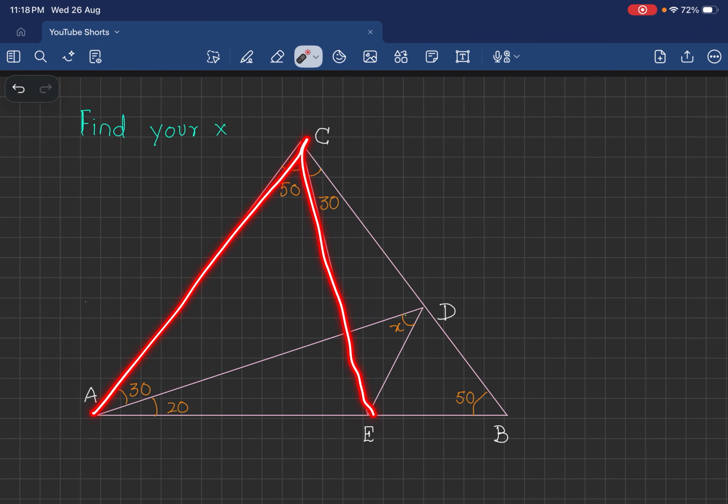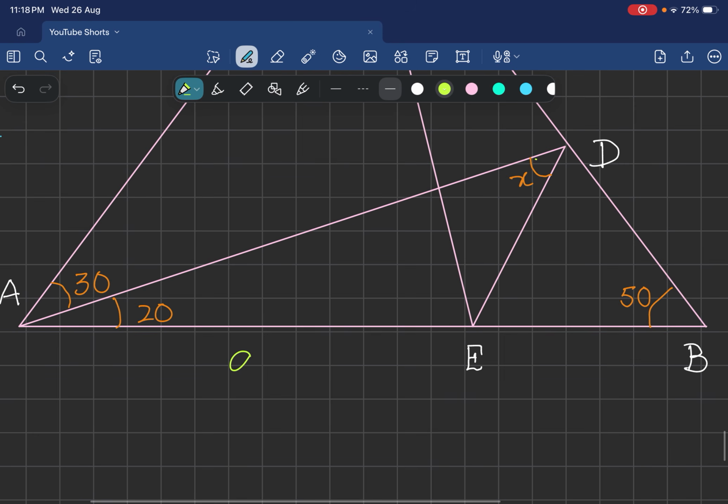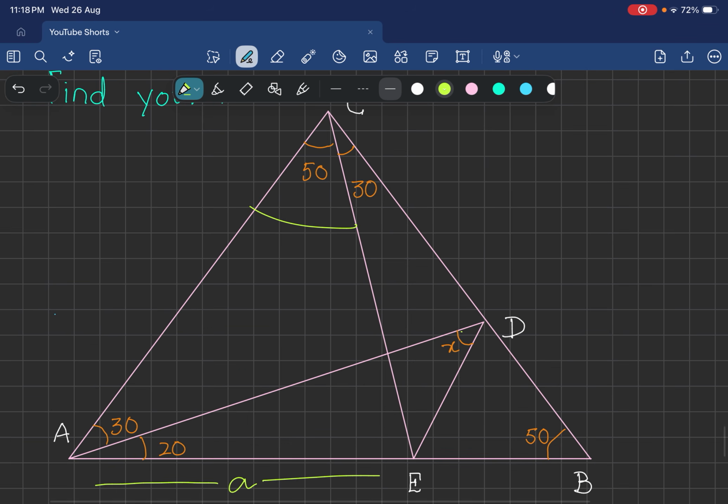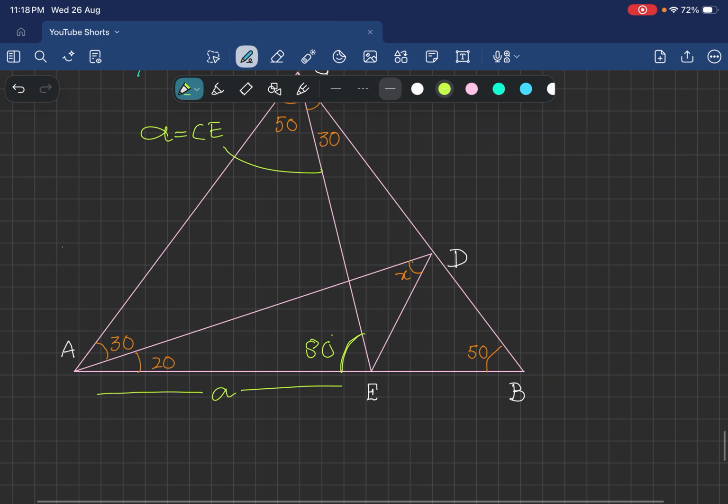If you look at this triangle ACE, you know that this is 50 and this is 50, right? Therefore these two sides will be equal since it is an isosceles triangle, and this angle will be 80 degrees. Let me write down the information. Let's call this side A, and we found out that this will be A as well, since their angles are equal, and this will be 80 degrees.